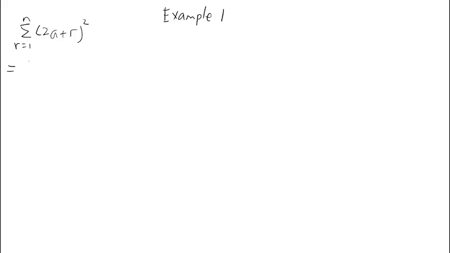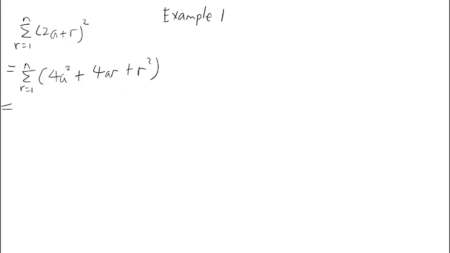When you expand this thing out, you haven't applied the sigma notation yet, so you must still write the sigma notation in front. Remember to put a bracket. So expand out, you get 4a square plus, 2 times 2a is 4a, 4a times r is 4ar. The one behind is plus r square.